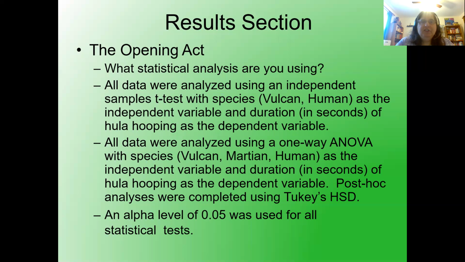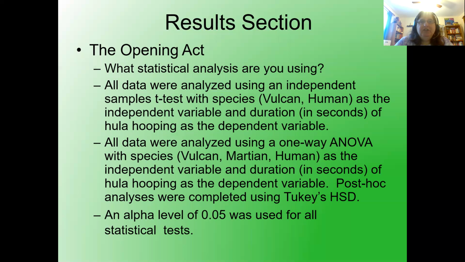What statistical analysis are you using? Okay, so I want you to observe that there are 2 sentences in a row that start with "all data," right? One beneath the other. You're only going to use one of those sentences. If you have 2 groups for your independent variable, you use the top sentence starting with "all data." If you have 3 groups for your independent variable, you'll use the bottom sentence starting with "all data." So let me read through both of them.